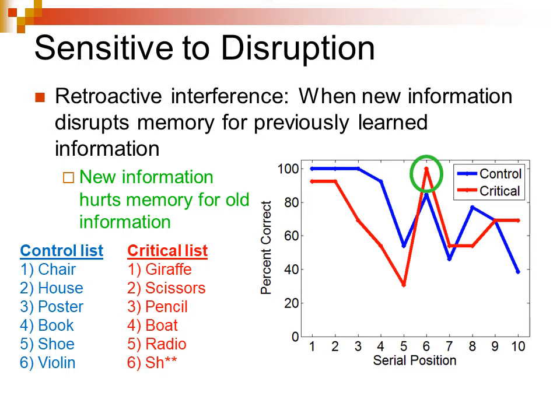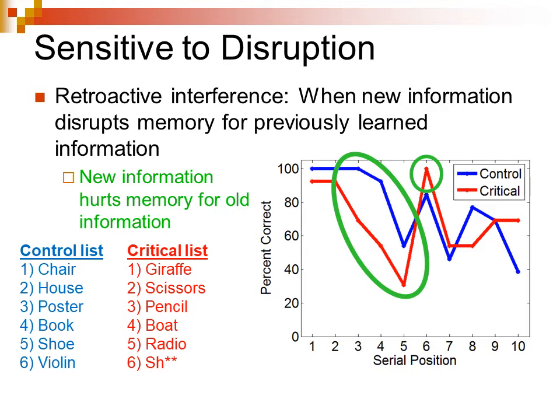But what's interesting for our purposes here is how well people remember the previous words in the critical list, so those that come right before the curse word. Well, what I find is that students' memory for the previous words in the critical list, so those in positions 3, 4, and 5, pencil, boat, and radio, is worse than participants' memory for the previous words in the control list in those positions. So poster, book, and shoe, those in positions 3, 4, and 5.